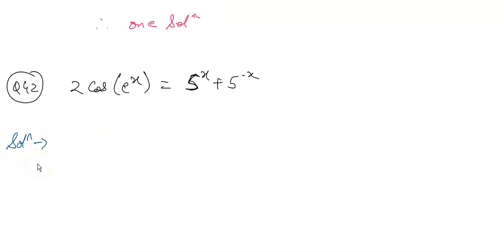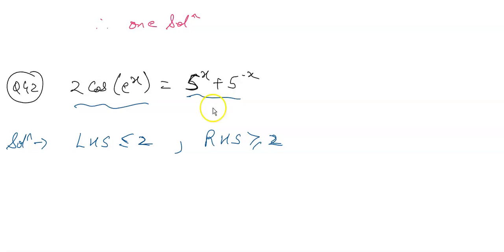See, if I look at the left hand side, on the LHS I can see that the maximum possible value is 2, so LHS is always less than or equal to 2. And if I see the RHS, it is always greater than or equal to 2. Now you must be thinking, why will it be greater than or equal to 2?